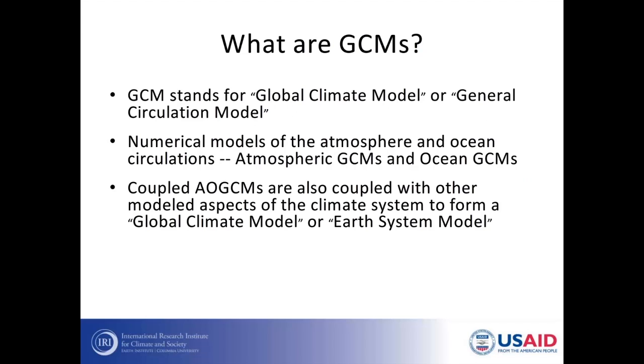So what are GCMs? GCM stands for Global Climate Model or General Circulation Model. These two definitions are used more or less interchangeably. General circulation models are more precisely the numerical models of the atmosphere and ocean circulations, atmospheric GCMs and ocean GCMs, that are coupled together along with models of other components of the climate system to form a global climate model. More generally, these are also called Earth system models.